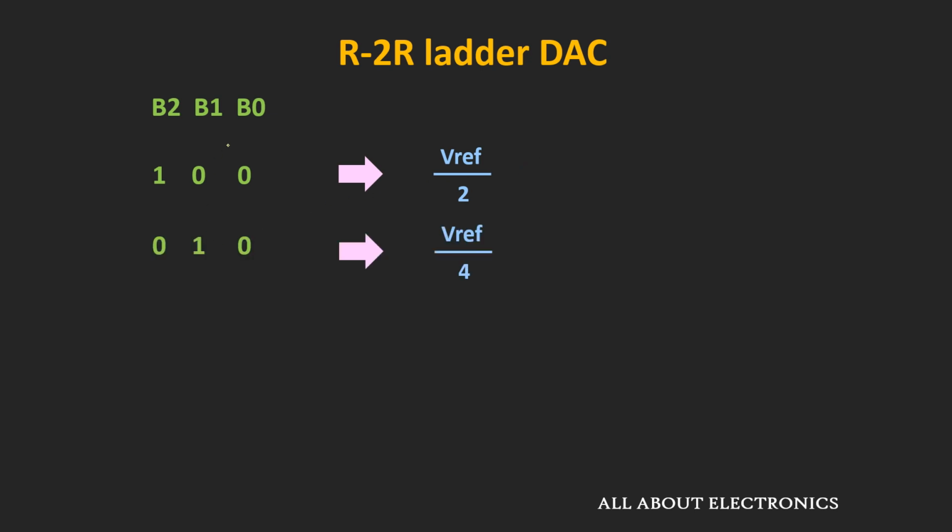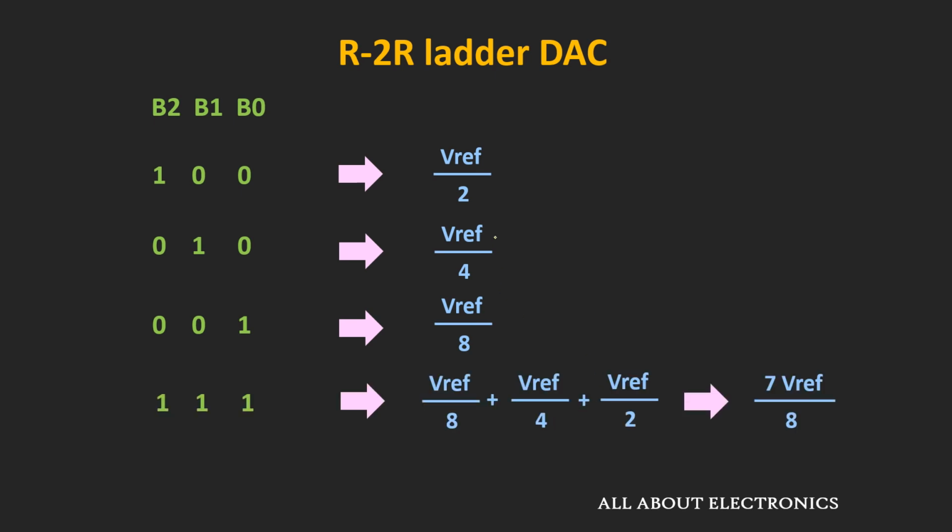Similarly, whenever this bit B1 is 1, at that time the output is V reference by 4, and similarly whenever this bit B0 is 1, at that time the output of the ladder network is equal to V reference by 8 volt. And whenever more than one bit is 1, at that time the output will be the summation of individual outputs. For example, when all the 3 bits are 1, then the output will be the summation of individual outputs, that is equal to 7 by 8 times V reference.